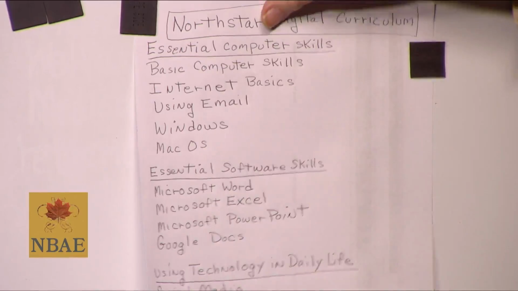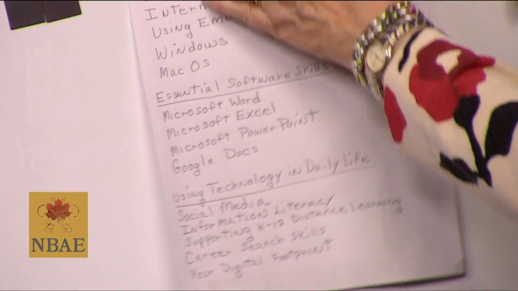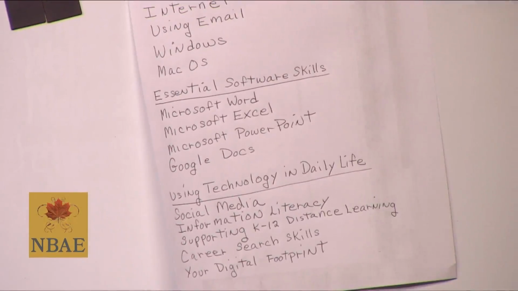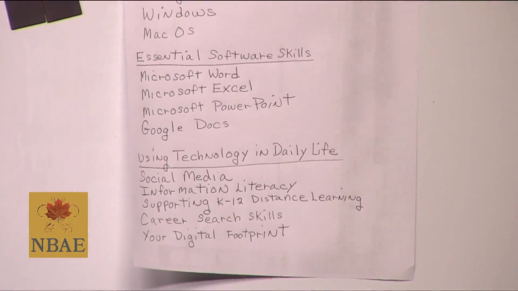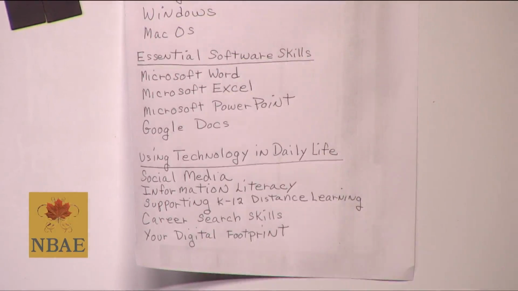Then the second section on Northstar is the essential software skills. And these are the key things, I think. Microsoft Word is something where you're typing papers, and you really need to know Word. Excel is the one that is more with databases and things like that. A lot of presentations now are PowerPoints and the Google Docs system.